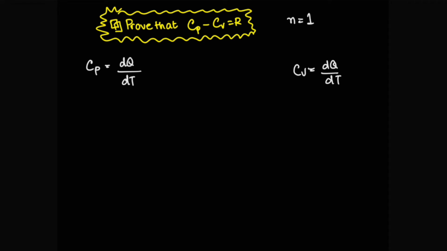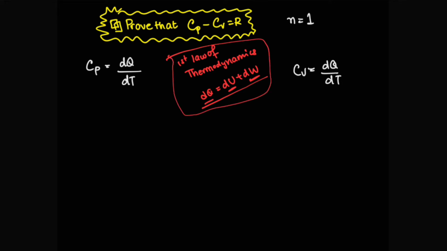And we know from the concept of the first law of thermodynamics that dq is equal to du plus dw, where dq is the amount of heat supplied, du is the change of internal energy of the system, and dw is the work done by the system. Now, if we are clear with this, we can say for Cp, it is du plus dw over dt. And for Cv, it is the same, du plus dw over dt.